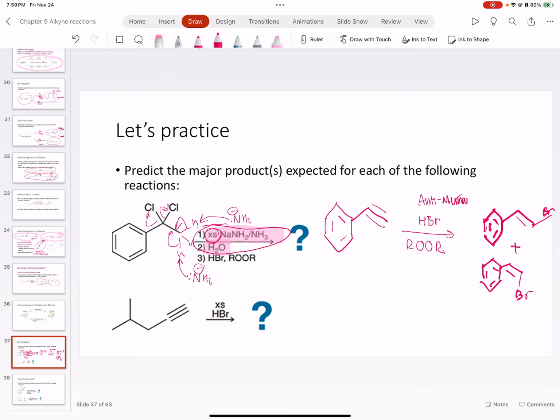Okay, so excess HBr. So in this case, let's see. The Br will go to the more substituted side. And if you really wanted to visually see the mechanism, it's technically the same thing as when we did it with our alkenes.